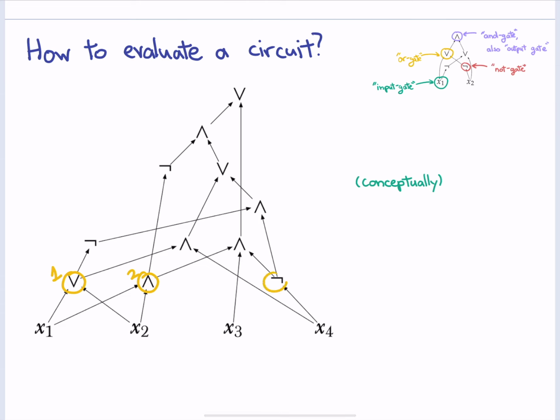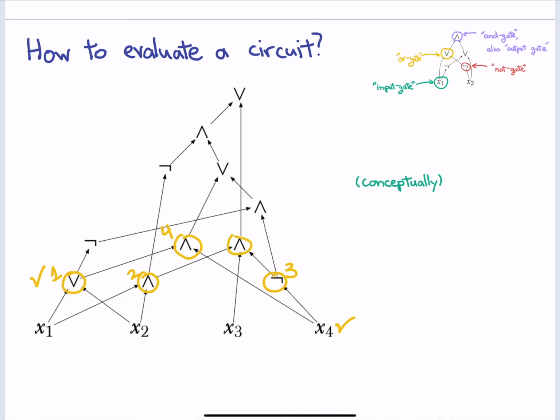Maybe this one is what you guys had in mind. NOT gate, all right, because x4 is already ready. Now here it gets a little bit more interesting. What might we evaluate next? AND gate, maybe this one? This is okay. The point is that we already have evaluated this, and we've already evaluated this. Now we can evaluate the next one. All right. What after that?